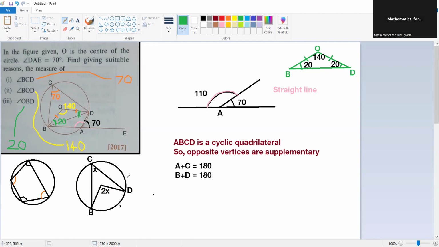This was a problem given in the 2017 paper of ICSE 10th. Thank you.